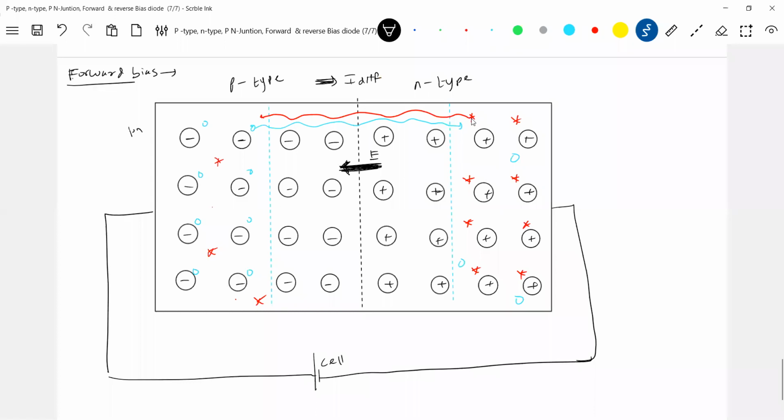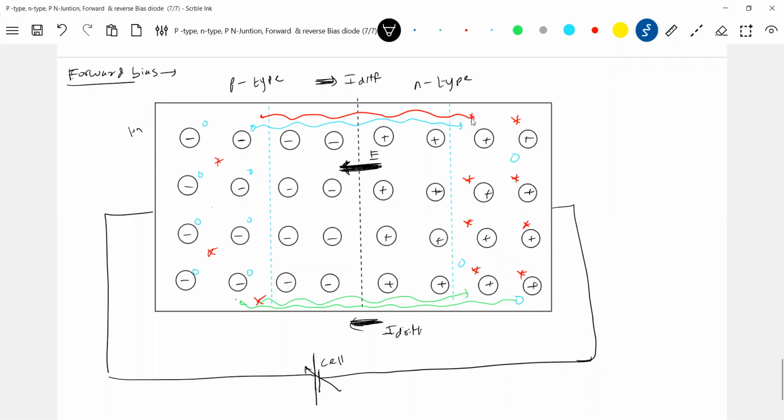Whether you connect a cell or not, irrespective of that, there will be minority carriers, and those minority carriers I show with the green color. This is the drift current. Whether you connect a cell or not, in the absence of a cell, this is what happens. Now what will happen? I will connect a cell. So what will this cell do?